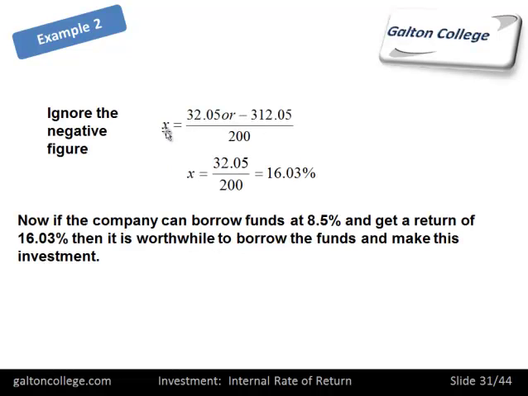And we ignore the negative return, so we just work out here, and we get it down to 16.03%. Now, the company can borrow the funds for 8.5%, that's what the question said, and we get a return of 16.03%. So therefore it's worthwhile to borrow the money and make this investment. The internal rate of return, 16.03%, is greater than the rate of interest, 8.5%. So it's worthwhile.